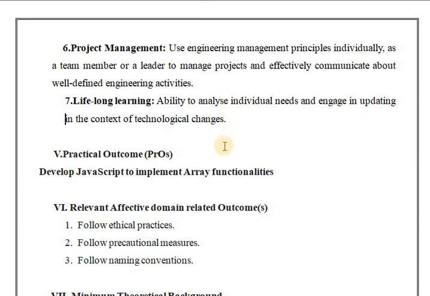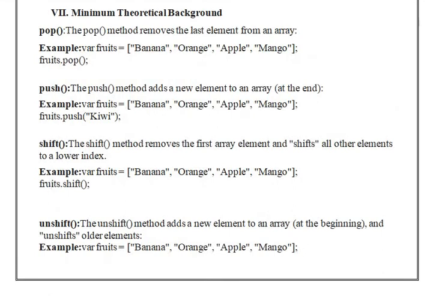The PRO, meaning practical outcome, for this practical is to develop JavaScript to implement the array functionality. And the affective domain related outcome is to follow ethical practices, precautionary measures and the naming conventions. Next point is the minimum theoretical background. These are the methods which we use in an array.